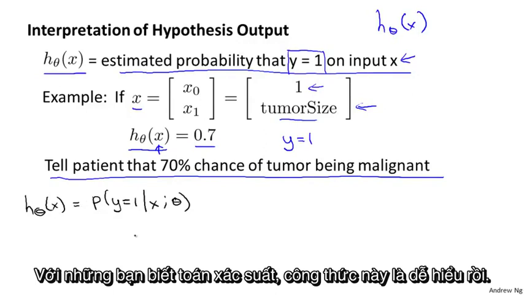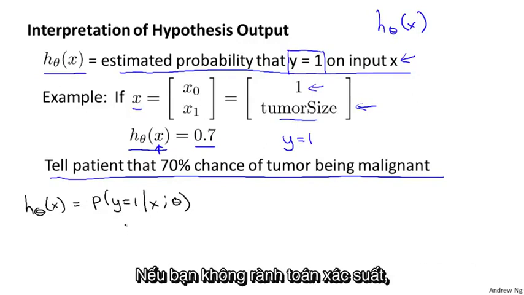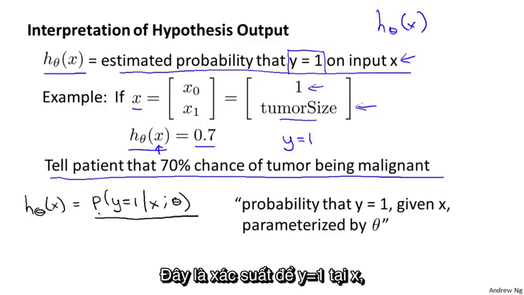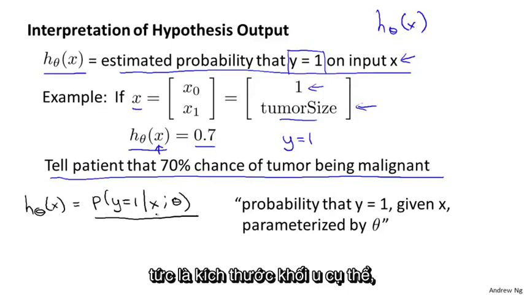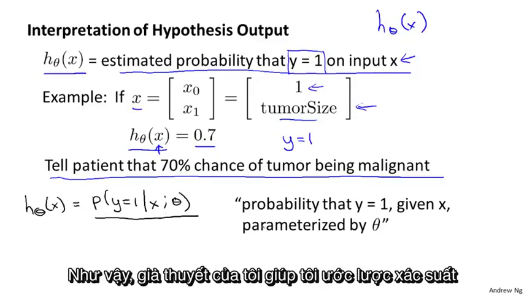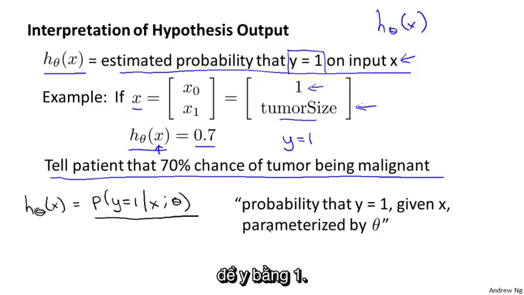So for those of you that are familiar with probability, this equation may make sense. If you're a little less familiar with probability, here's how I read this expression. This is the probability that y is equal to 1 given x, so given that my patient has features x, or given my patient has a particular tumor size represented by my features x, and this probability is parameterized by theta. So I'm basically going to count on my hypothesis to give me estimates of the probability that y is equal to 1.